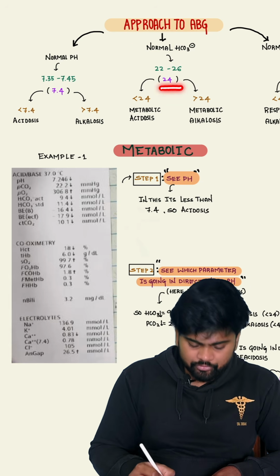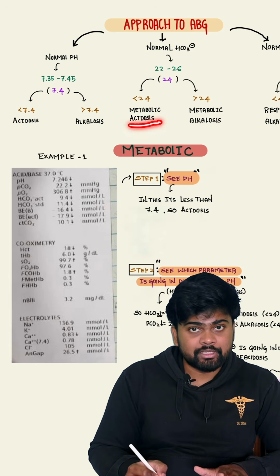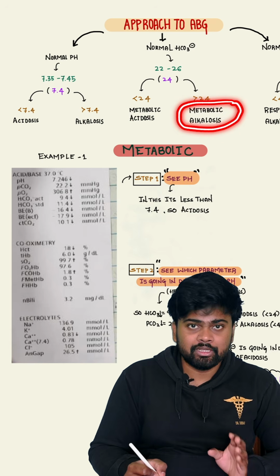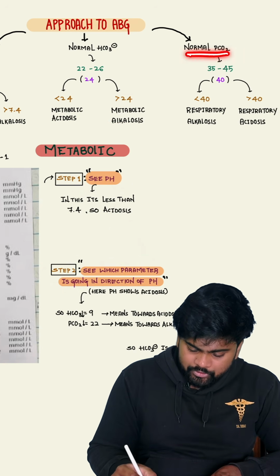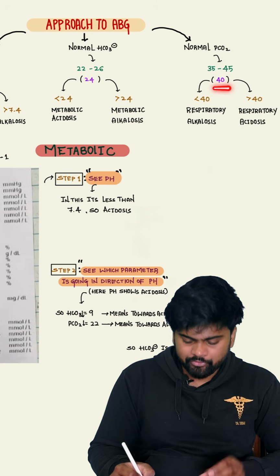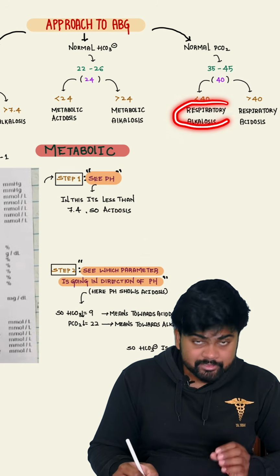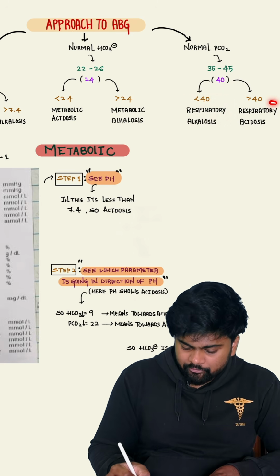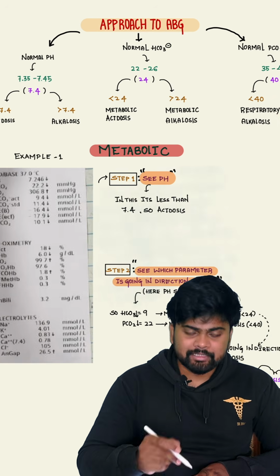The average is 24. If less than 24, we call it metabolic acidosis. If more than 24, we call it metabolic alkalosis. Normal PCO2 is 35 to 45. The average we consider as 40. If less than 40, we call it respiratory alkalosis. If more than 40, we call it respiratory acidosis. So now let us consider an example.